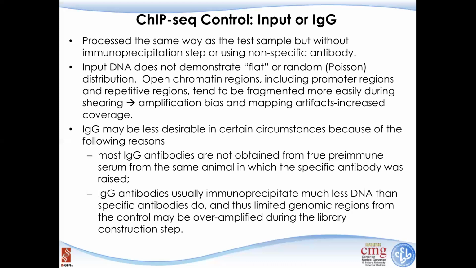Then IgG is good. IgG is better. Hard to say, because IgG may be less desirable in some circumstances. It's also case by case. Most IgG antibodies are not obtained from preimmune serum from the same animals in which the specific antibody was raised. Also, IgG antibodies usually pull down much less DNA than a specific antibody does. And limited genome regions from the control may be over-amplified during the library construction step.